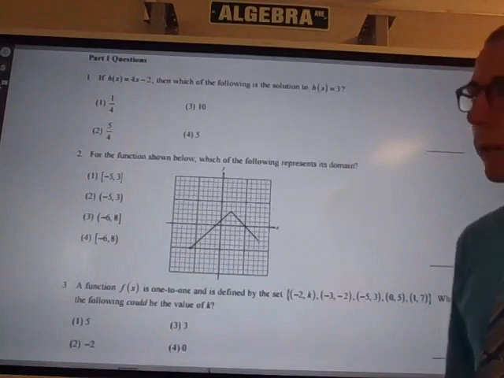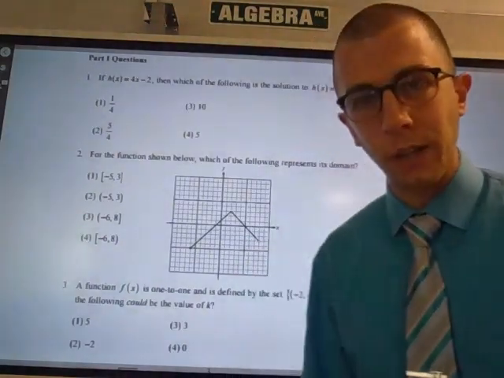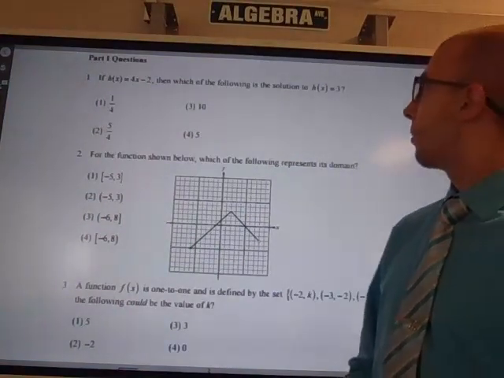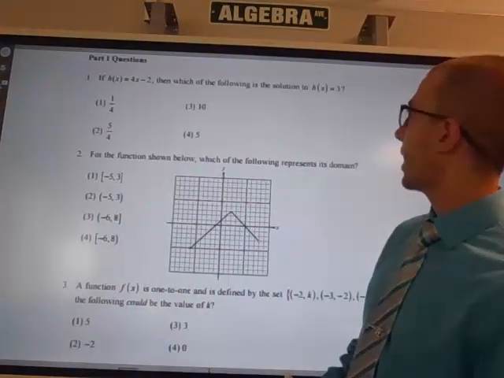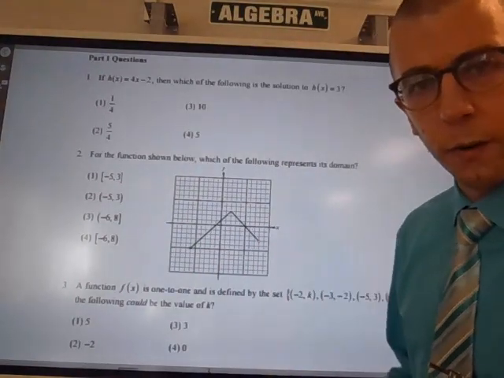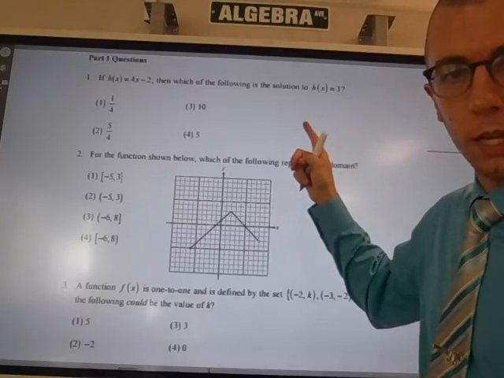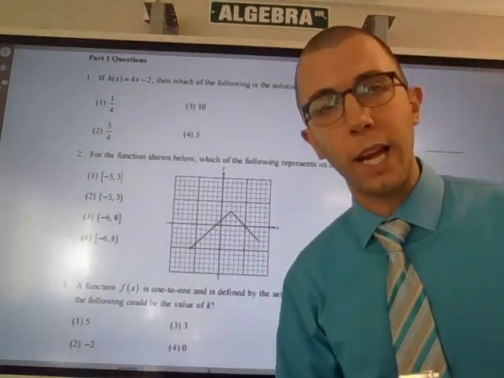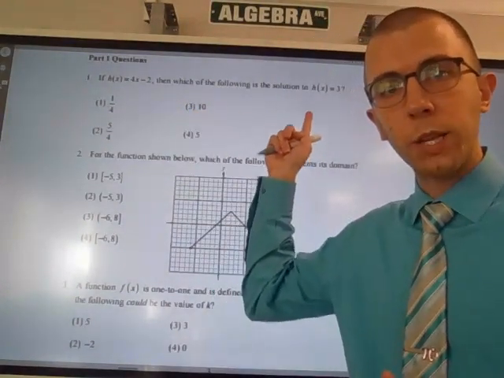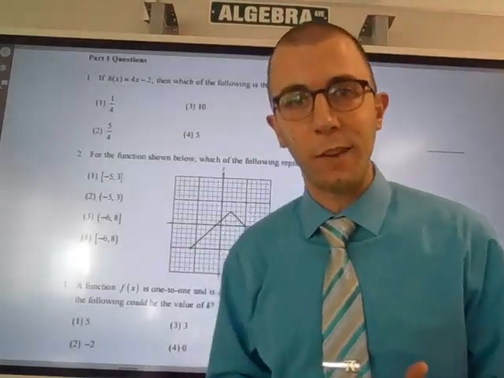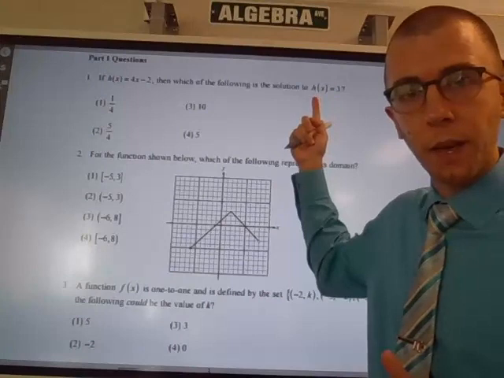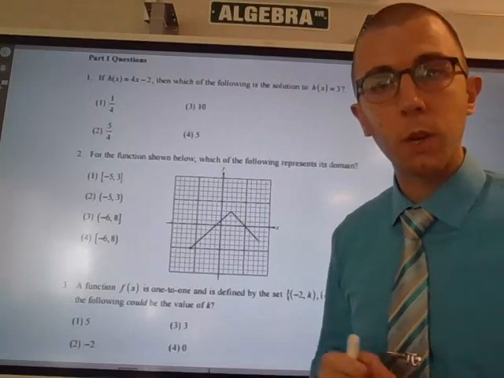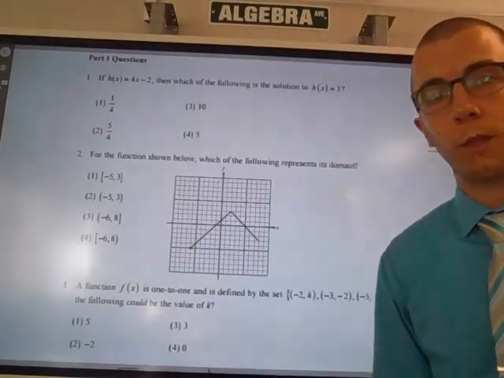Question 1, which was one of the biggest missed questions on the quest. If h of x equals 4x minus 2, which of the following is the solution to h of x equals 3? First things first, this does not tell us that x equals 3. So many people were taking x equals 3 and substituting that into our function, but that is not what this shows. We need to find the x value that makes our function h of x equal 3. So what is the x value, or the input, when the output or y value is 3?